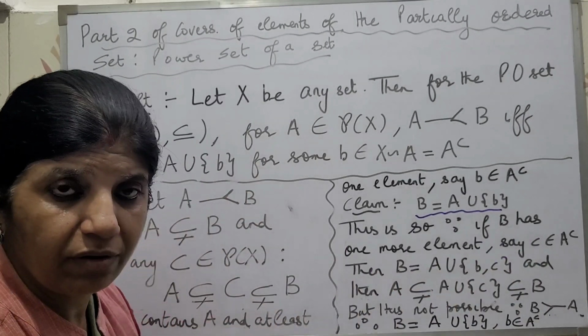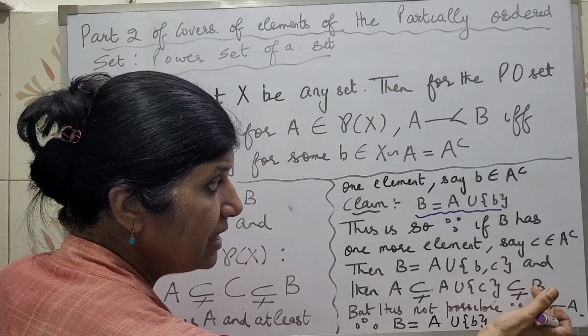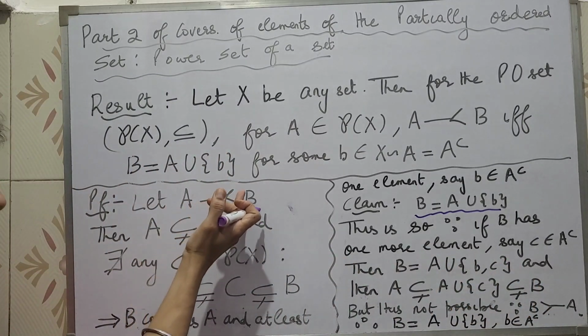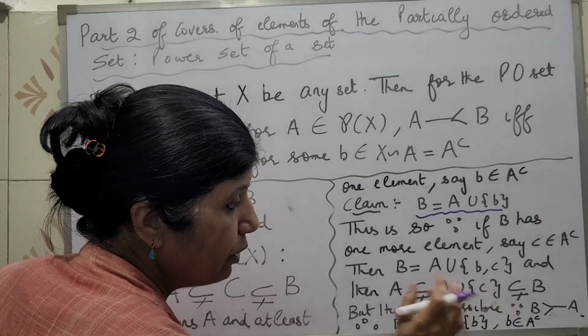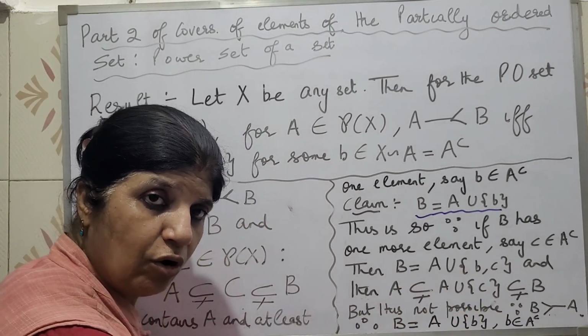But this is not possible. Why? Because we just said that B is a cover of A. So if B is a cover of A, there cannot be anything in between A and B. And now we have got this something between A and B. And why is this contradiction coming?